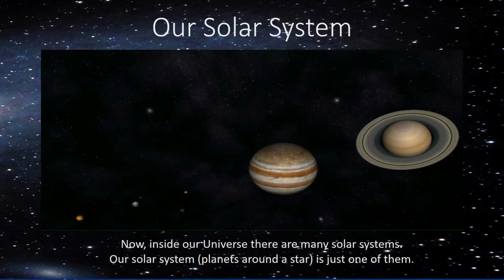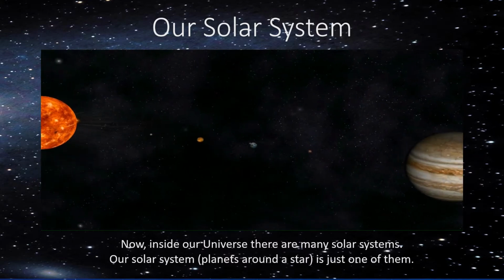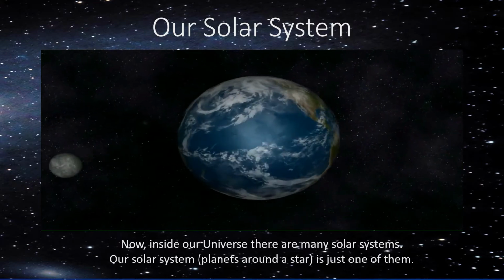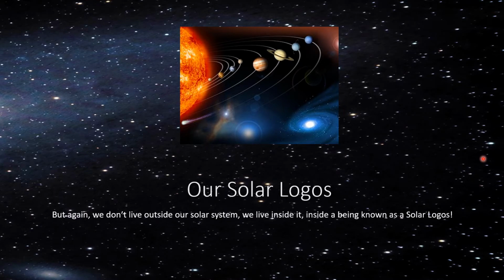Now, inside our universe, as we're coming to understand, there are many solar systems, and our solar system, planets around a star, is just one of them. Now, most of us are used to looking at our solar system with this kind of image, and we again view it in an exoteric way. We see ourselves as living here on the Earth, separate from the other planets, separate from the sun, and separate from the overall solar logos. But again, we don't live outside our solar system. We live inside of it, inside a being known as a solar logos.